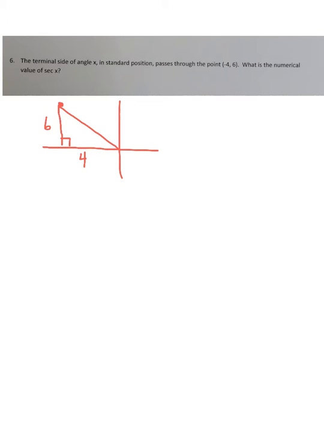So again, I'm moving to the left 4, but it's still a distance of 4. That's why this is positive. And then we go up 6. And this is the point right here, -4, 6. Okay.